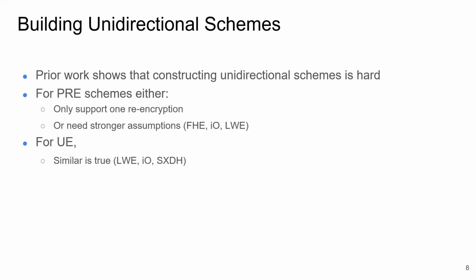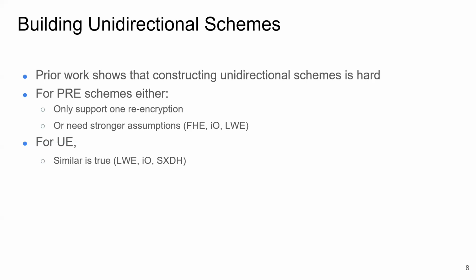So we saw the Test of Time award earlier this week was awarded to a scheme which constructed a unidirectional PRE, which was CCA secure. One of the things about that scheme is that it would only support one re-encryption for each ciphertext. And extending to get unidirectional schemes which permit multiple re-encryptions is quite difficult. It requires much stronger building blocks or assumptions.